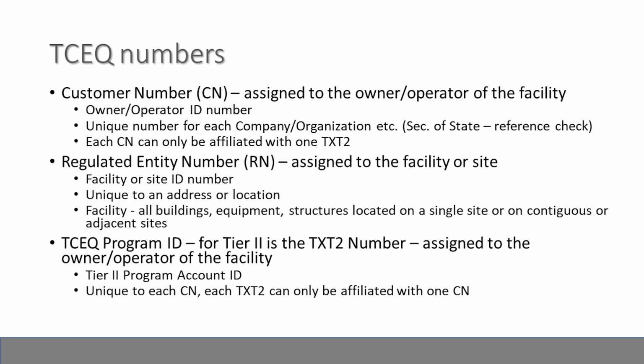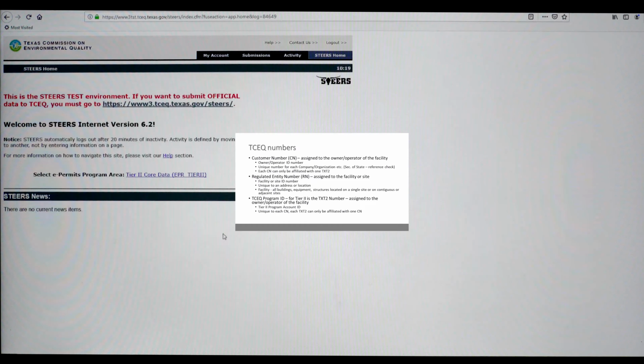Your customer reference number is the unique customer ID associated with your organization, and that all of your facility IDs will be affiliated to. Finally, your TXT2 number is your Tier 2 reporting specific ID number that is connected to your CN on a one-to-one basis. So your CN should only ever have one TXT2 number affiliated to it, and vice versa.